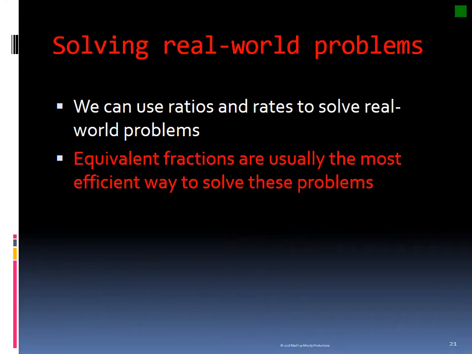Now let's use ratios and rates to solve real-world problems. The most efficient way to usually do this is to use equivalent fractions. It's not the only way, but it's certainly one of the easier and more efficient ways to do so.